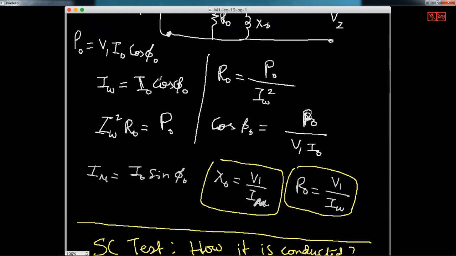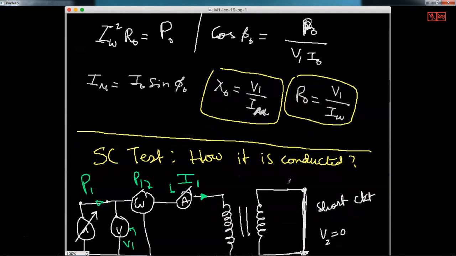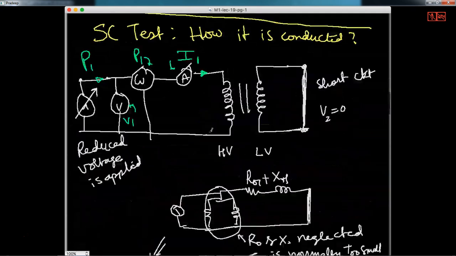Then coming to the short circuit test, here now the connections are reversed. The low voltage side is short circuited, whereas on the high voltage side the meters are connected. So here you should apply reduced voltage. You cannot apply full voltage because the secondary side is short circuited, which results in very high current. You apply reduced voltage and gradually increase the voltage such that the current in the ammeter is equal to the rated current of the machine.